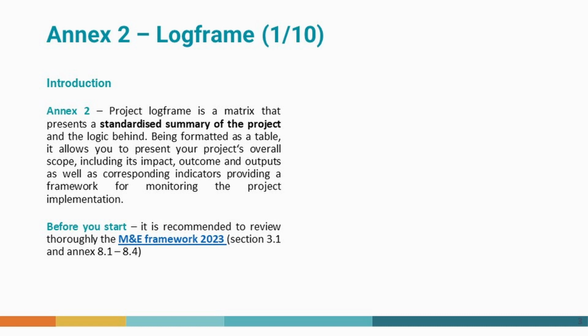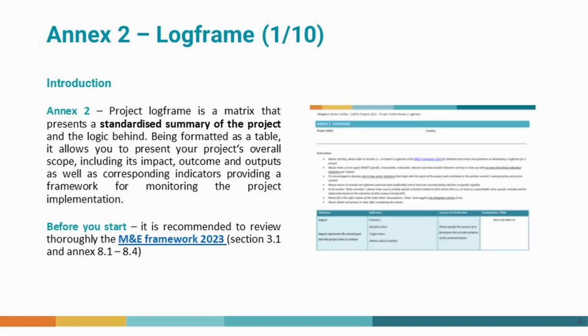Annex 2 is required by the Mitigation Action Facility as it helps to present the summary of your project and the logic behind in a standardized format. Having a tabular structure, it allows you to show your project's overall scope, including impact, outcomes, and outputs, as well as provides a framework for monitoring the project results if and once it enters the implementation phase.